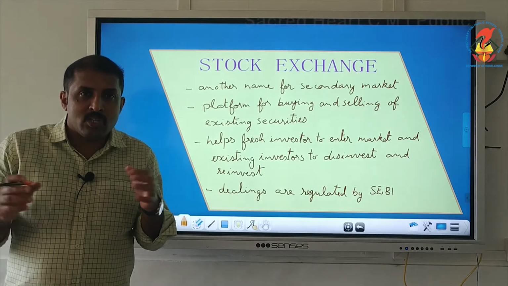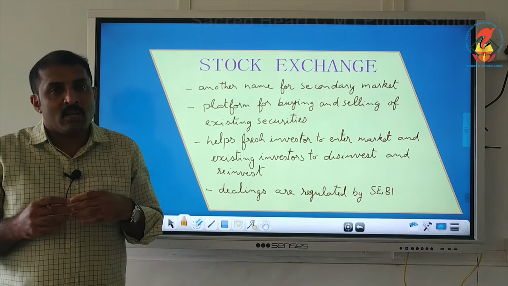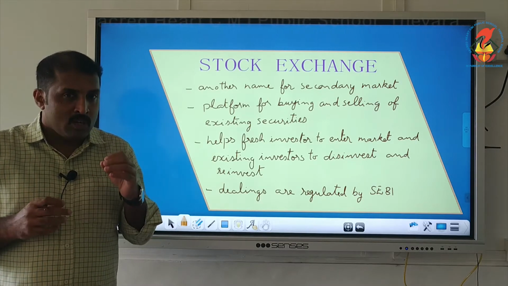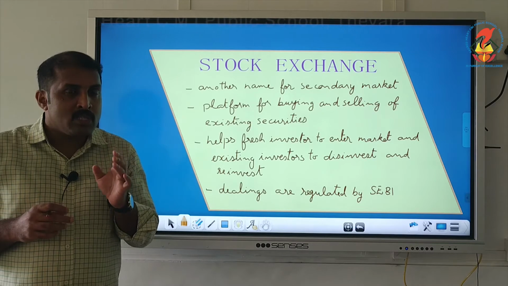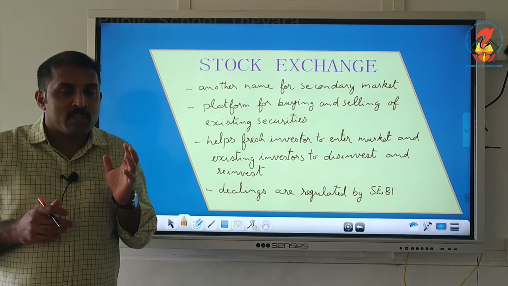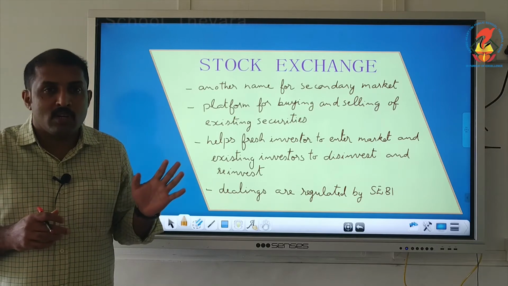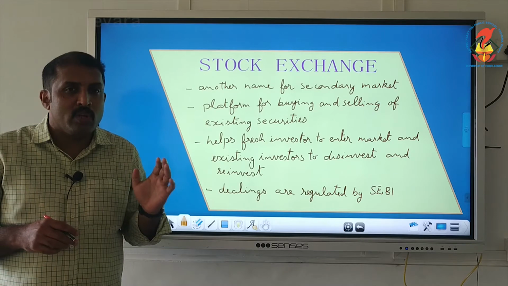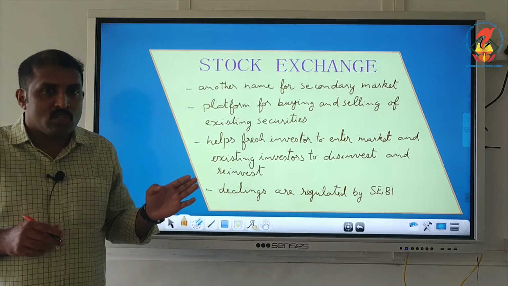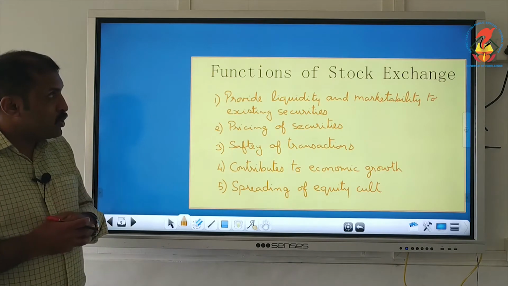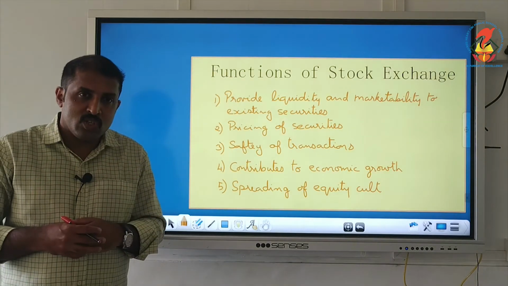And you have to understand that the stock market or financial market is controlled by a body called the Securities Exchange Board of India. It is the apex body which is controlling all the security transactions, and stock exchanges have to compulsorily follow the regulations of the Securities Exchange Board of India.